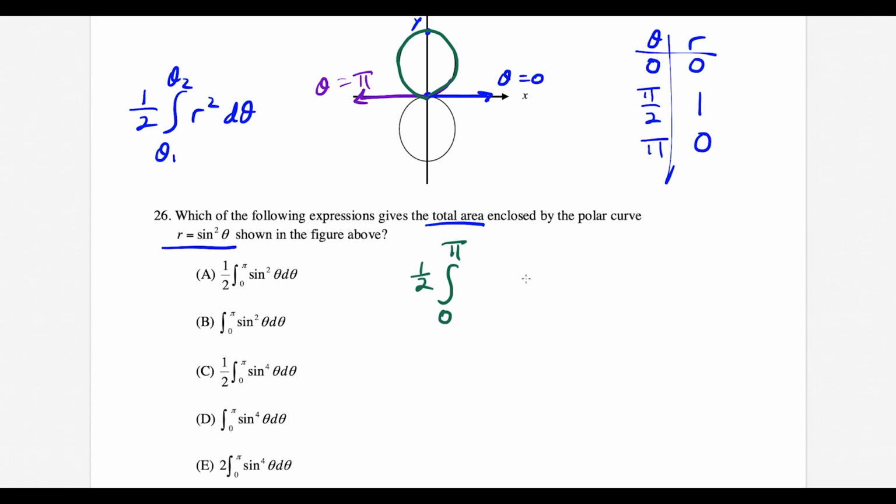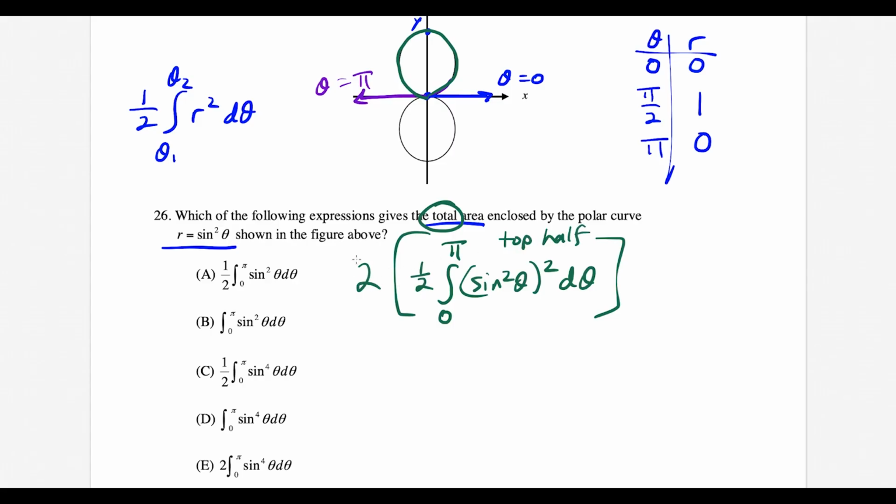pi, and r squared. r is equal to sine squared theta. So this is being squared. And we have d theta. Just remember, I want the total area. So I have to multiply this whole thing by 2 because this part here is only the top half. So that's why we have to double it. And then 2 times a half cancels. So this is going to work out to the integral from 0 to pi of sine squared squared, which is sine to the 4th of theta, d theta. So now we just look for this answer choice, and this is going to match choice D.